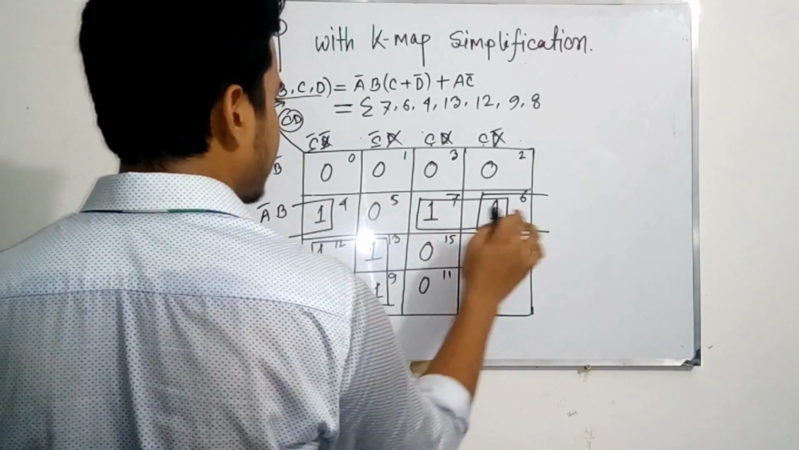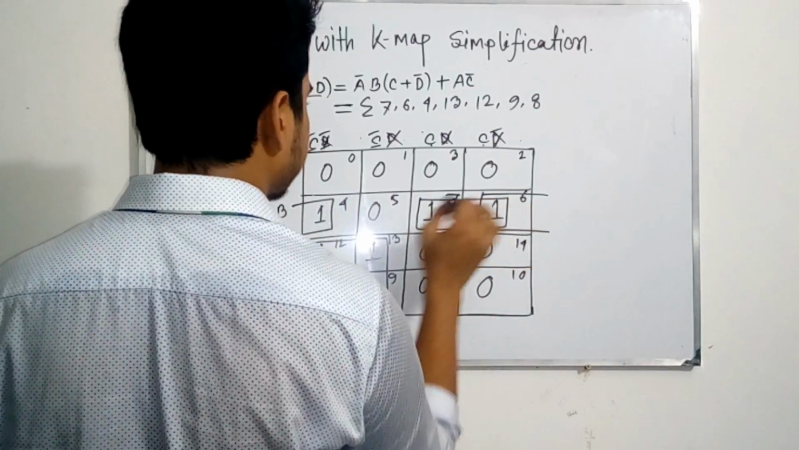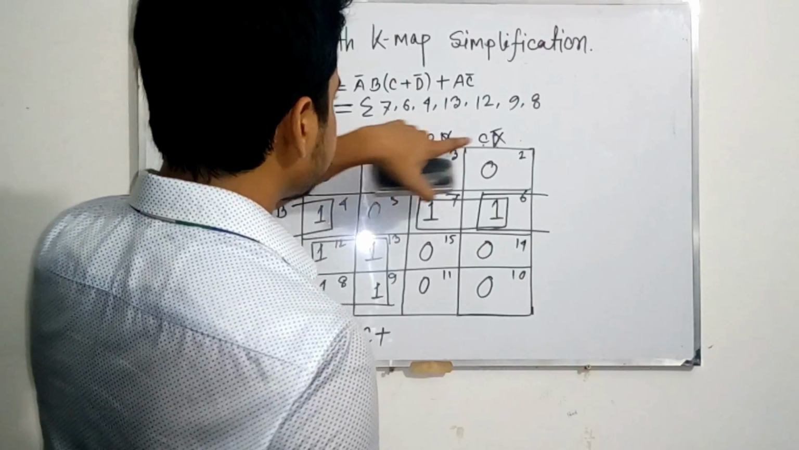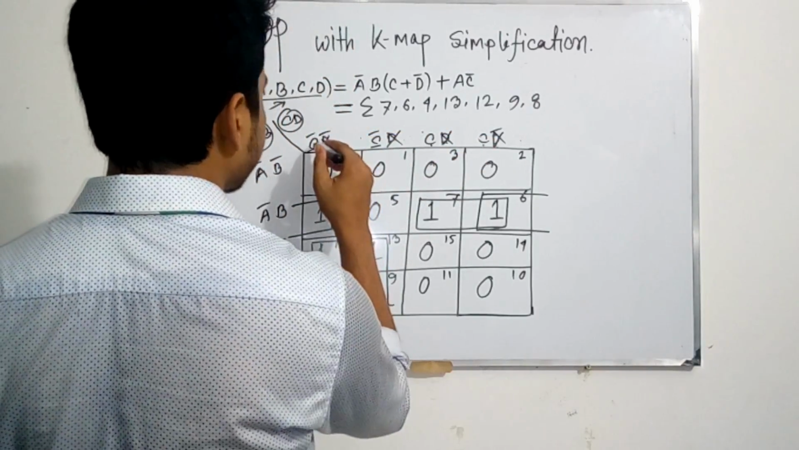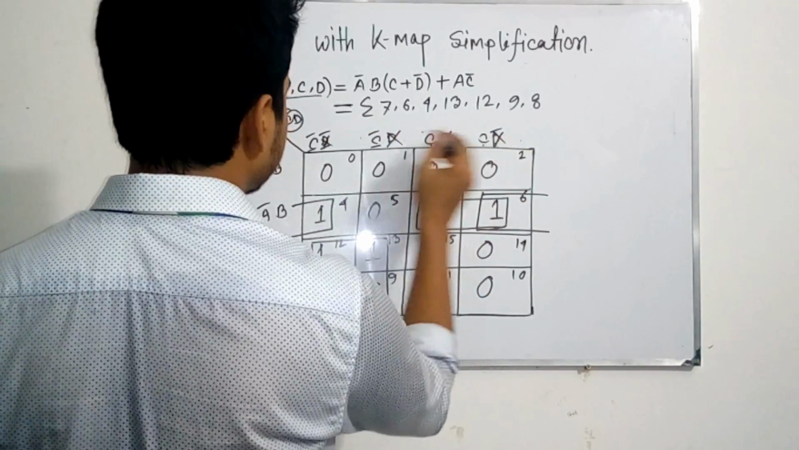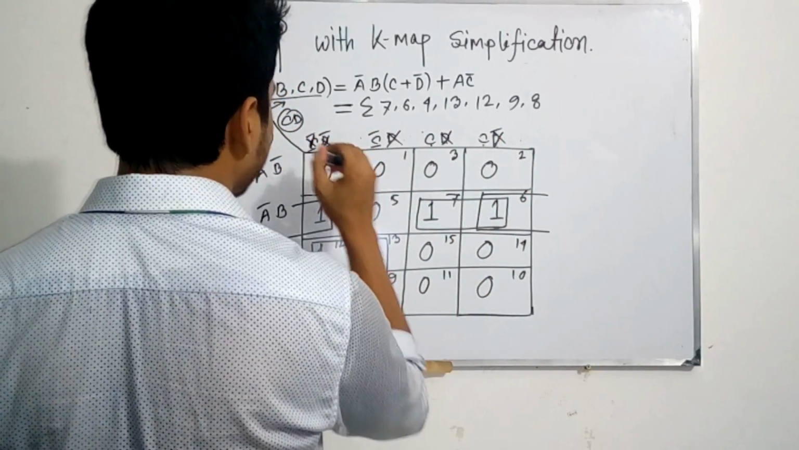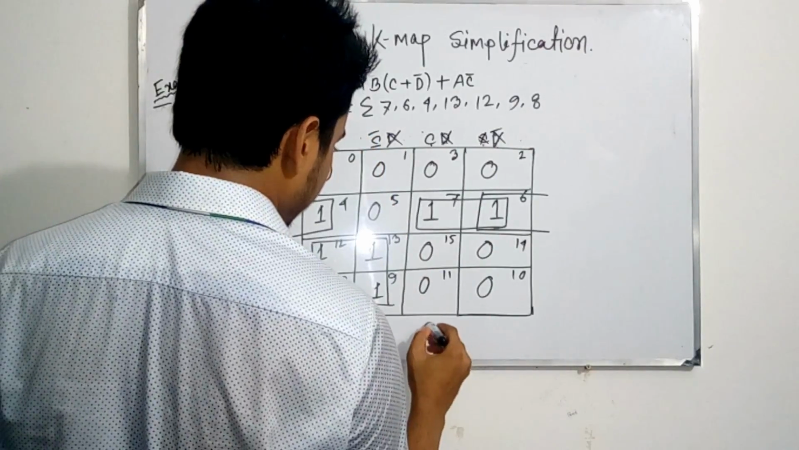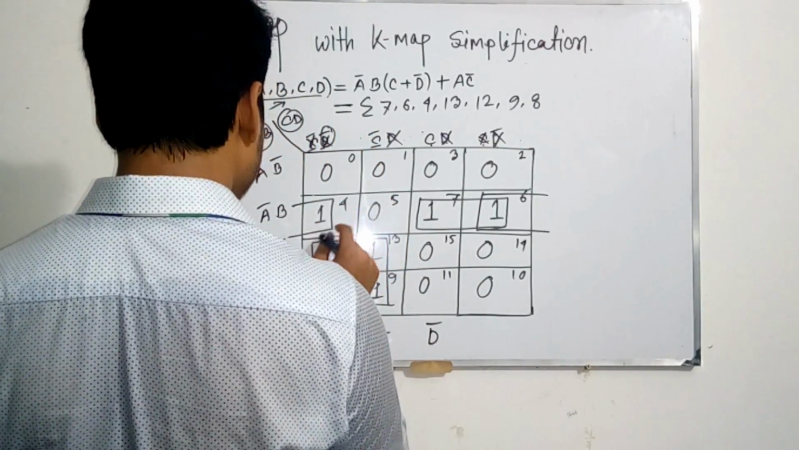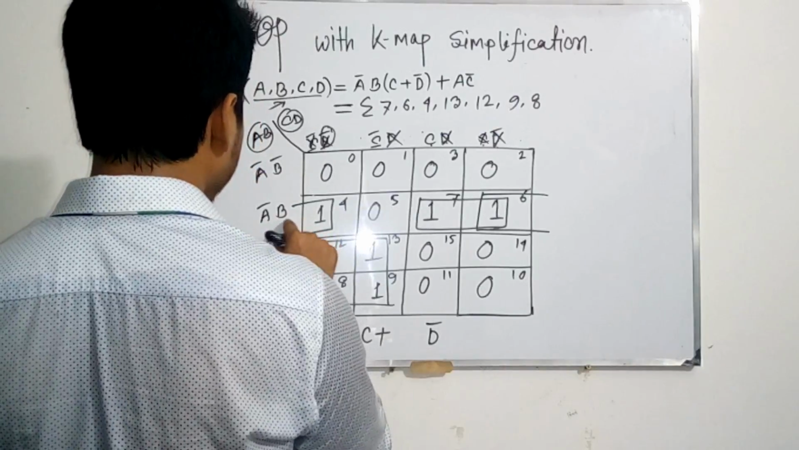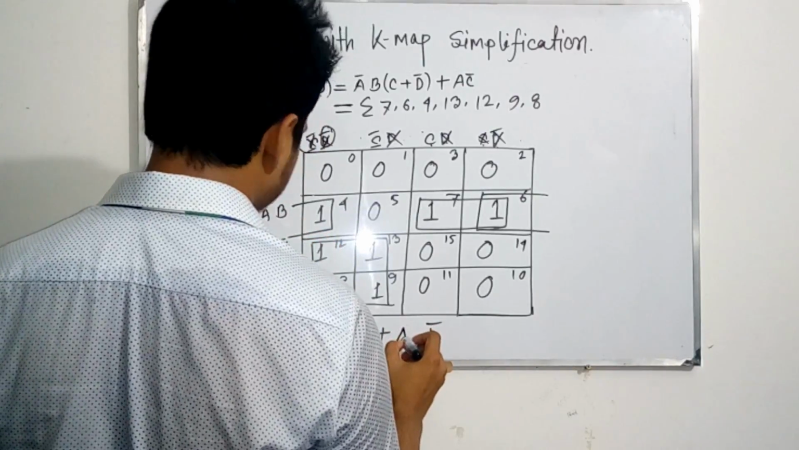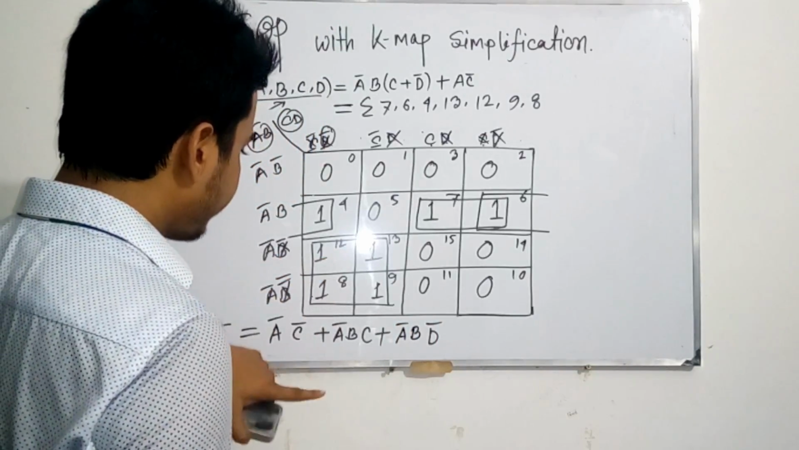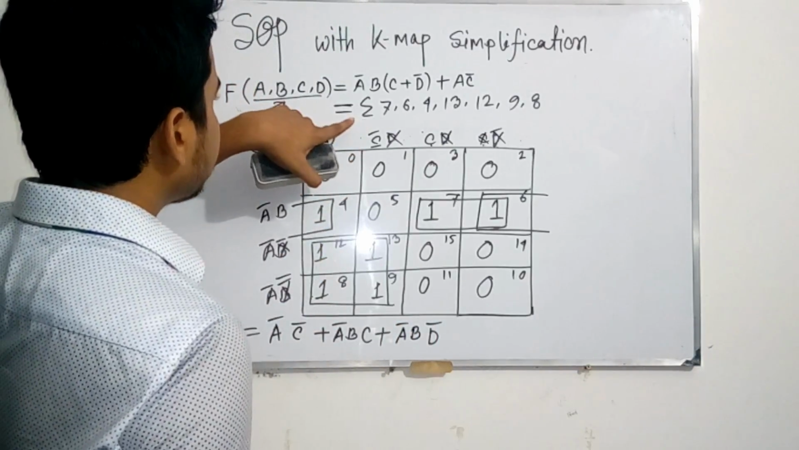Plus, for this box: 1, 4 and 6. Here also two columns are used, C bar D bar and C D bar. So here C bar, C, D bar, D bar. In this column the C variable is changed, so we take D bar, and on the row A bar B. Okay, so this is the simplified equation for this SOP.